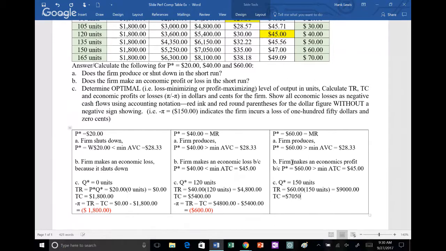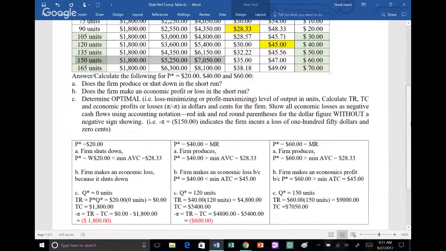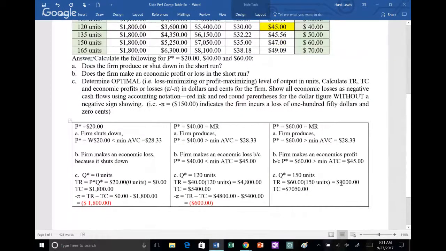And remember, the total cost is always coming from the table. Go up here to the table for just a moment, everybody. Okay, column 4 is total cost. 150 units is our quantity. $7,050.00. That is, I repeat, that is the total cost.